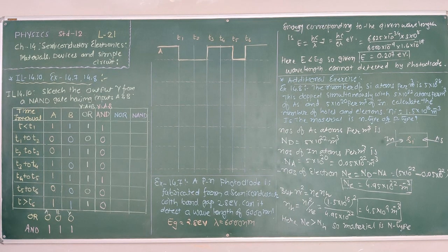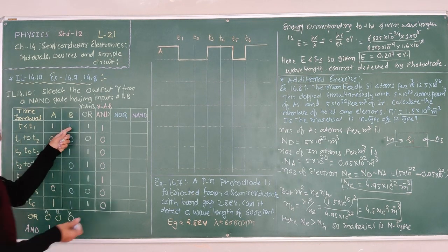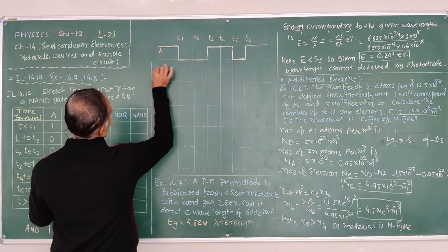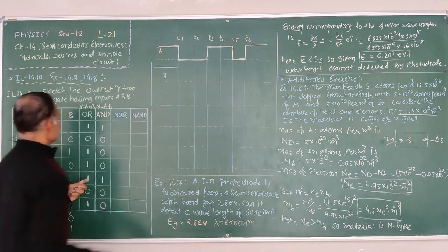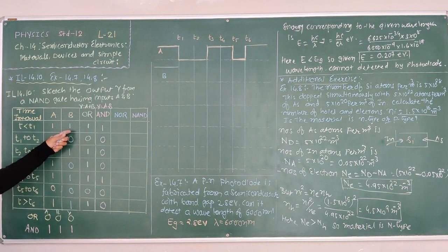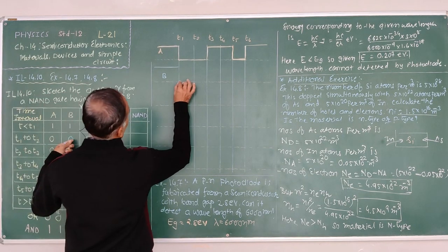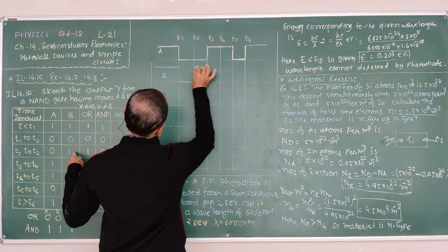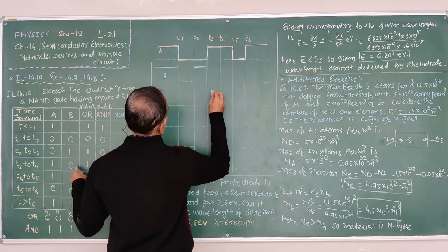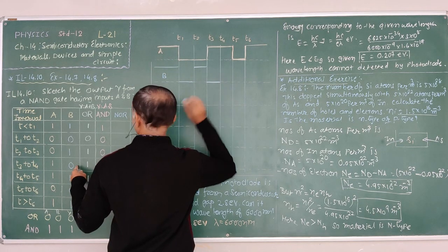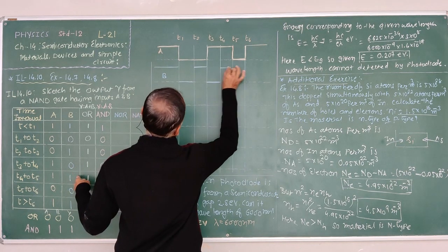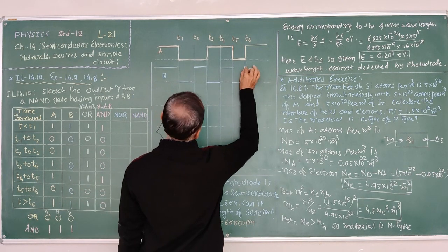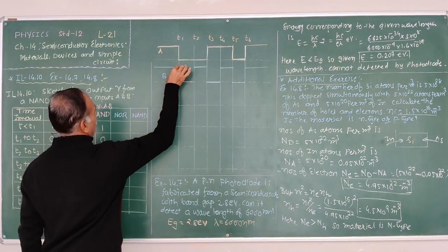Now what is the waveform of B? Below the time T1, there is the 1, sorry, there is the B. T1 to T2, 0. T2 to T3, 1. T3 to T4, 0. T4 to T5, 1. T5 to T6, 0. And T6 and more, there is 1. So there is the waveform of B.